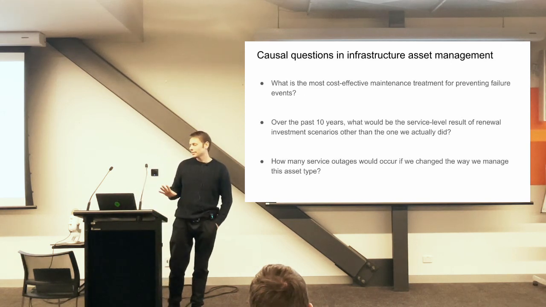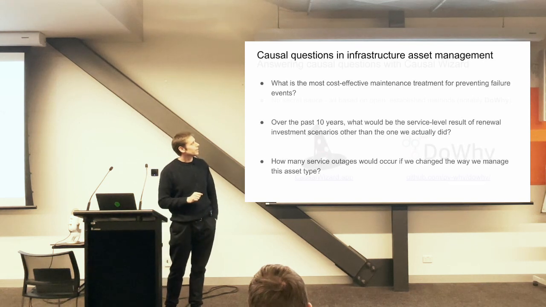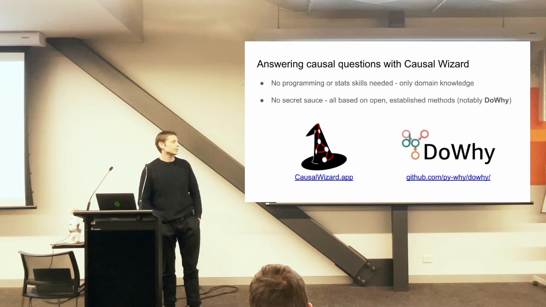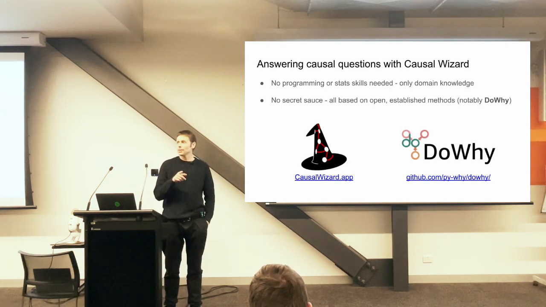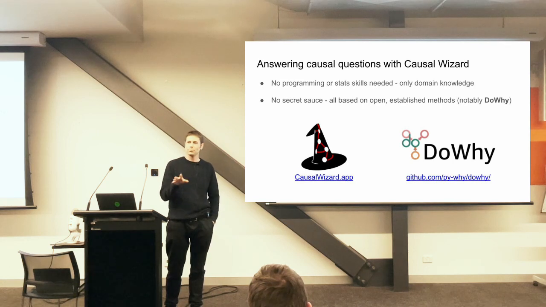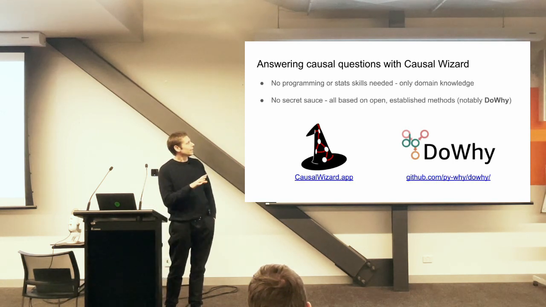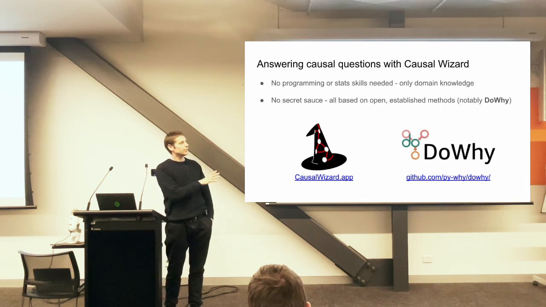So that was the background. Now I'm going to talk a little with an example about a tool, Causal Wizard, which you can use to answer some of these questions. The tool is actually not aimed at probably a lot of the people here, who mostly have AI and ML programming skills, but it's really aimed at people who have strong domain knowledge and data.